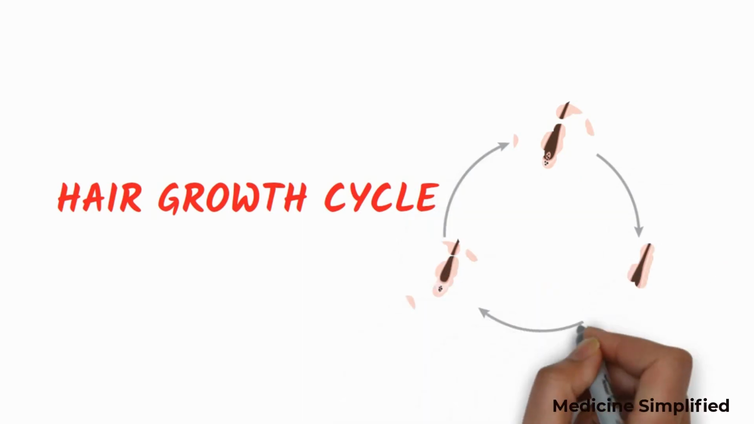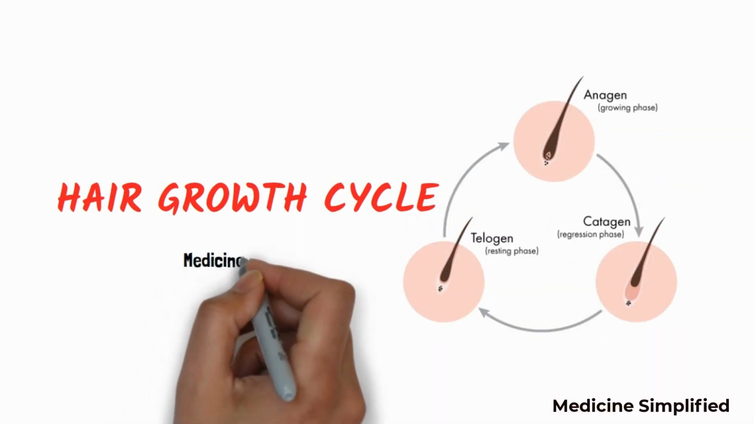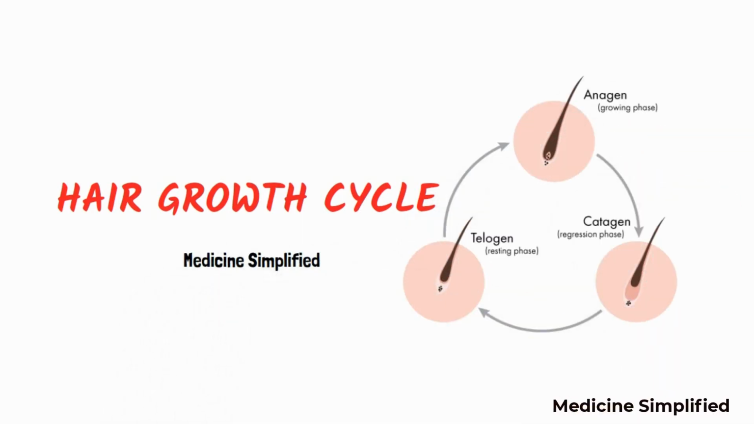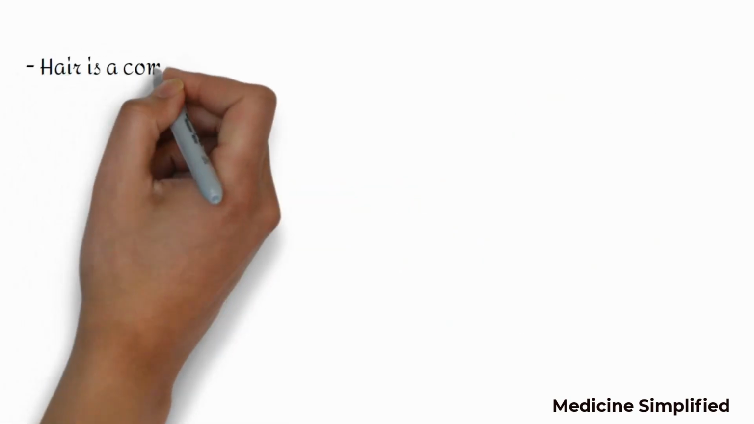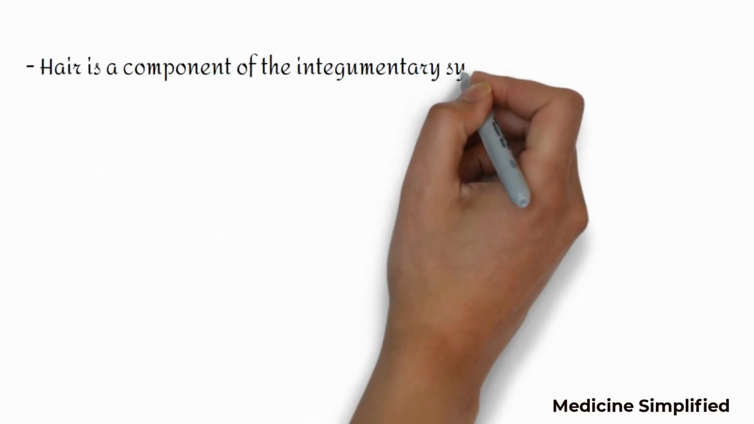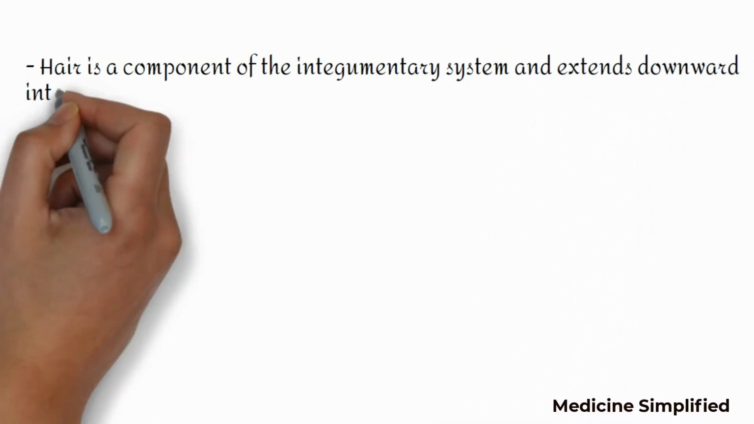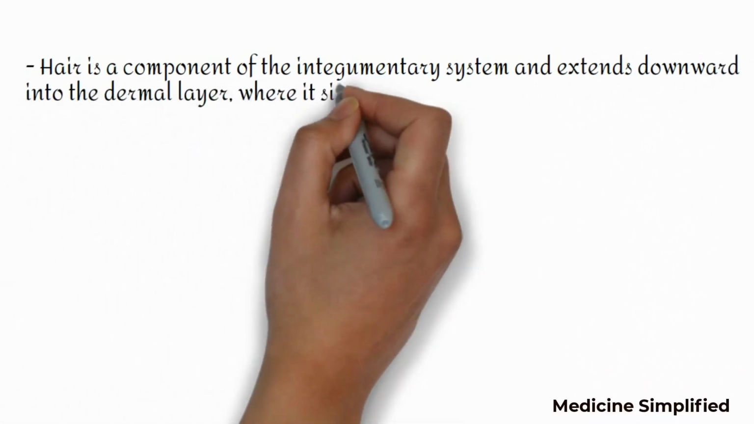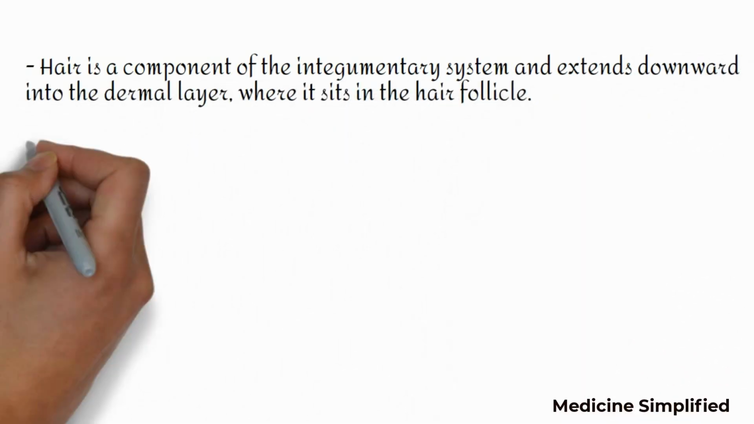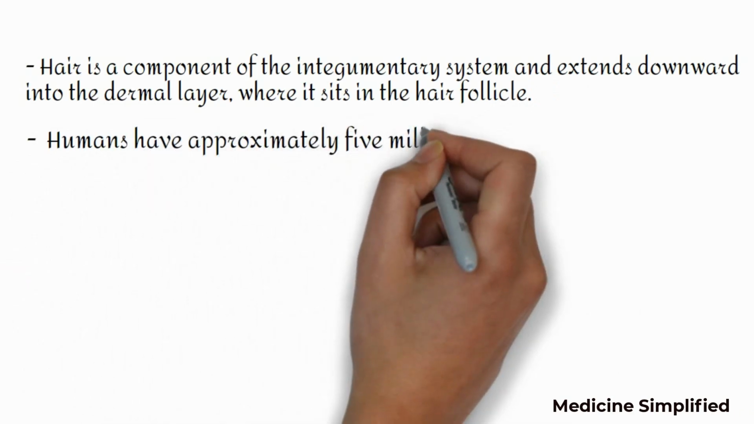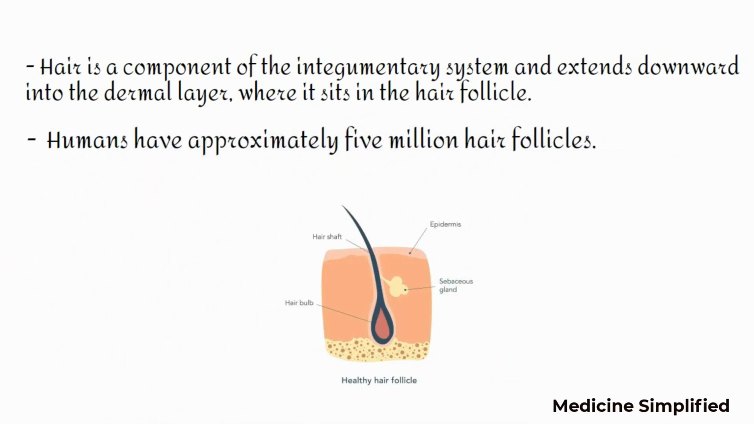In this video, we will learn about the hair growth cycle, the total 4 phases of hair growth. Hair is a component of the integumentary system and extends downward into the dermal layer, where it sits in the hair follicle. Humans have approximately 5 million hair follicles.